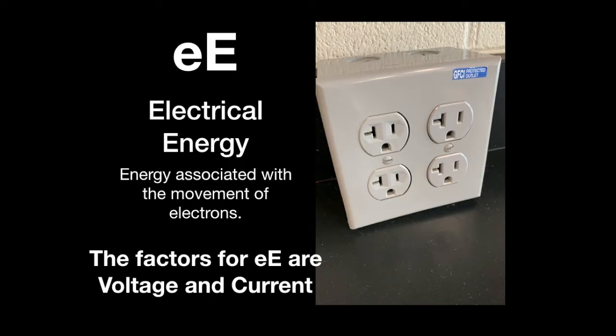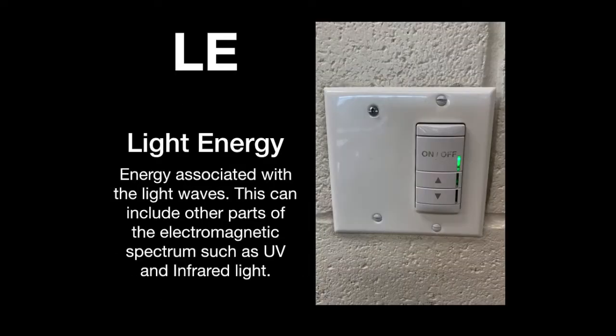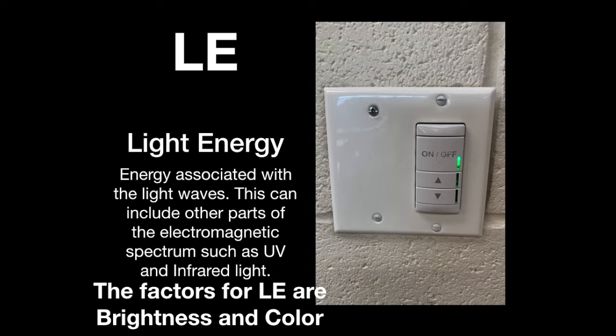The third form of energy that we'll be working with is light energy. Light is energy associated with light waves. This can include other parts of the electromagnetic spectrum, including UV light and infrared light. The factors that affect light energy are its brightness and the color or frequency.